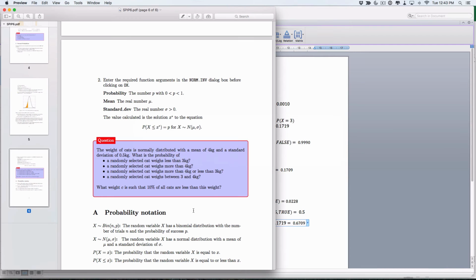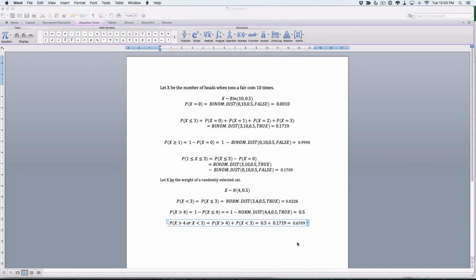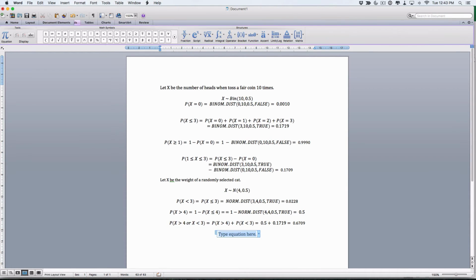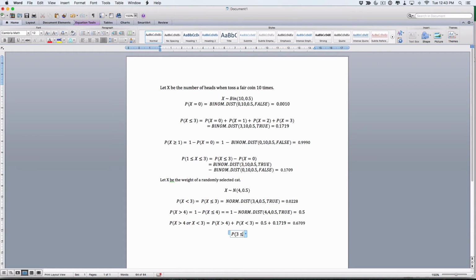Let's go back to the next question. This time we want between 3 and 4. Okay. Probability that 3 is less than or equal to x, which is less than or equal to 4, which equals, okay, so we want to convert this to less than or equals.